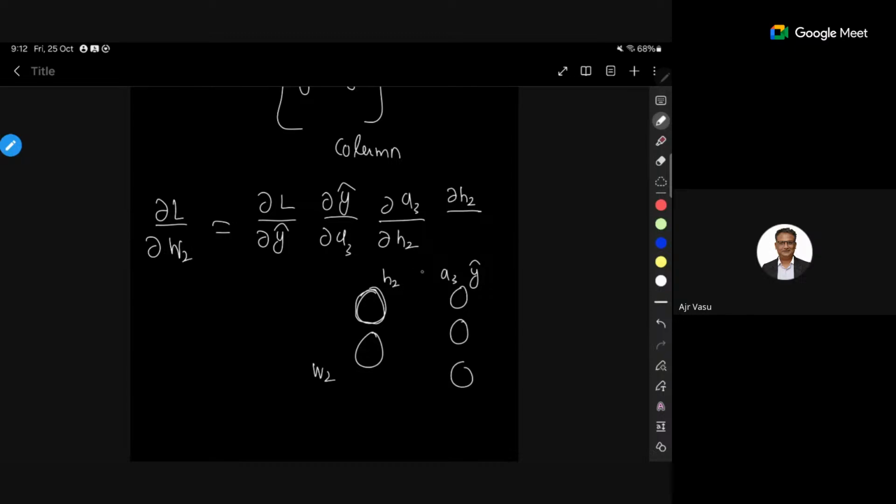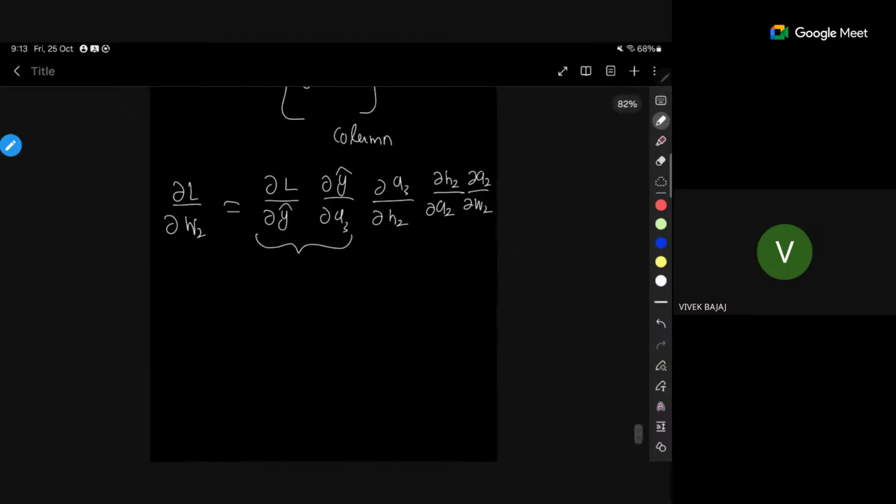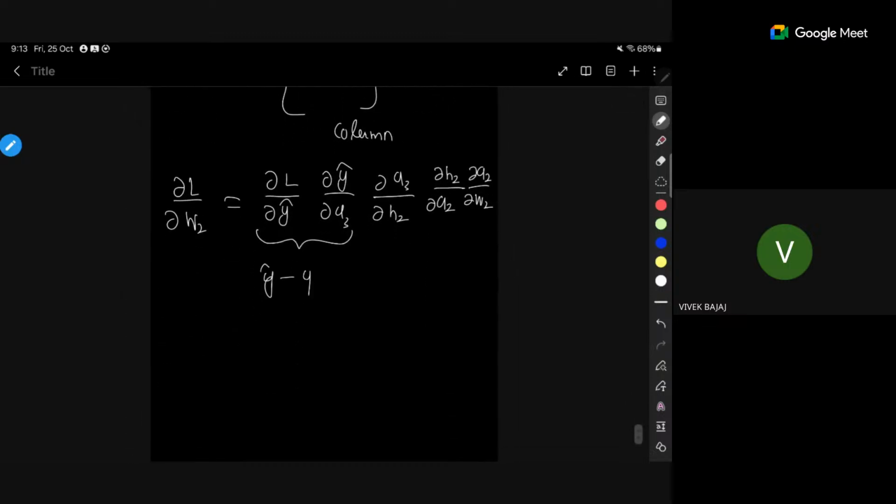First I'll reach here. Then since H2 is connected to A2, I'll take the derivative with respect to A2. Then A2 is the one related to W2, right? So that's why I'll take all these derivatives. Now this part we know, this part we don't know. This part was always y hat minus y.